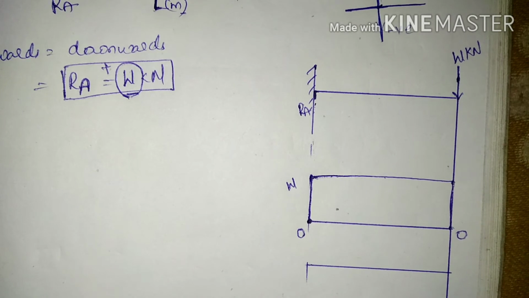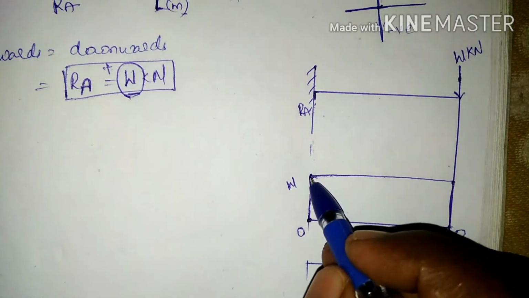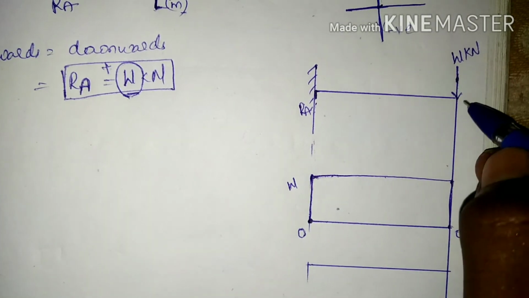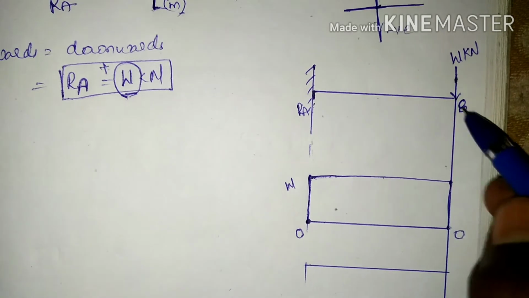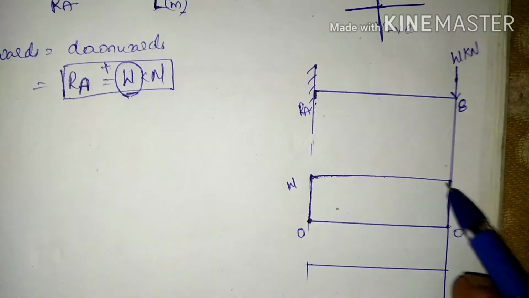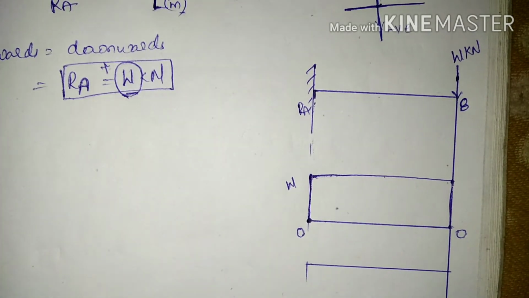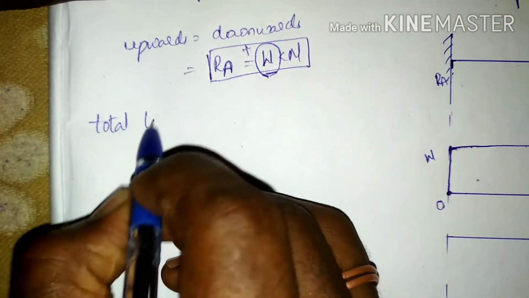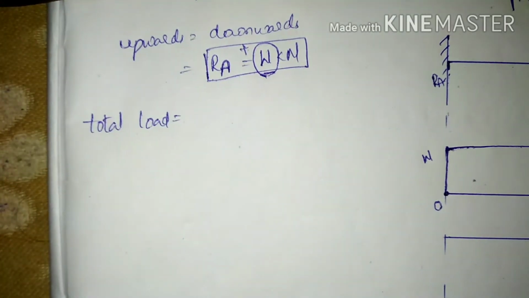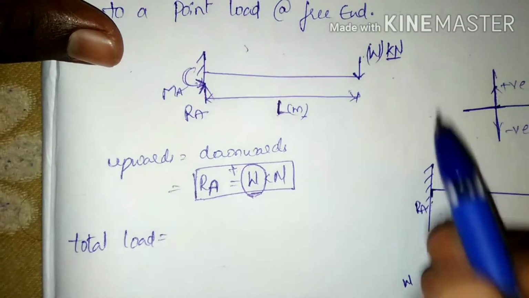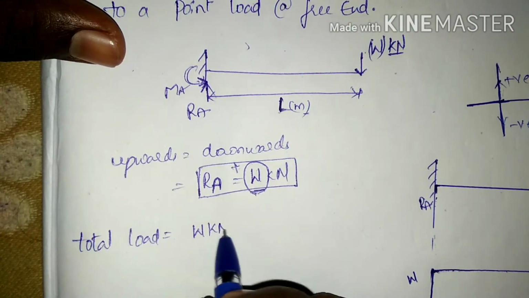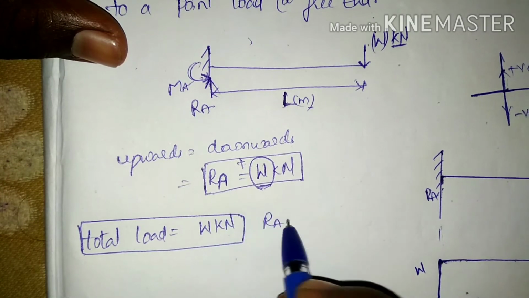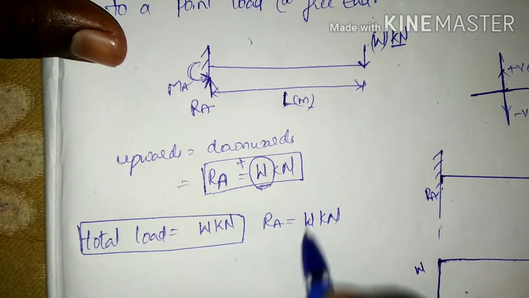We are going to see the calculation for this, how we get a positive height here, going from A to B, let us think this is B, and it goes downwards. We are going to see in detail. Here the total load on the beam is only W kilonewtons, and we have only one reaction, that is RA, equal to W kilonewtons. Simple.